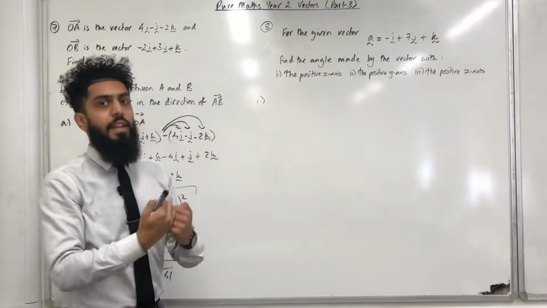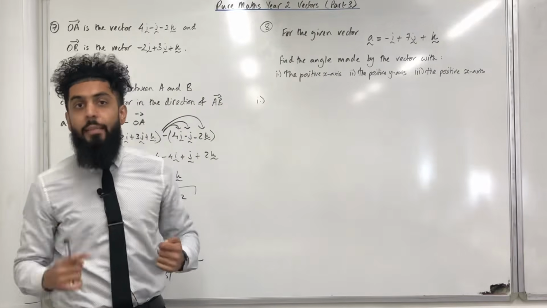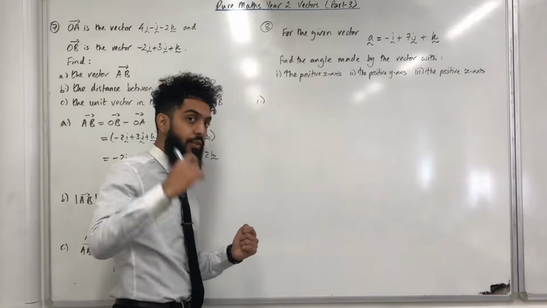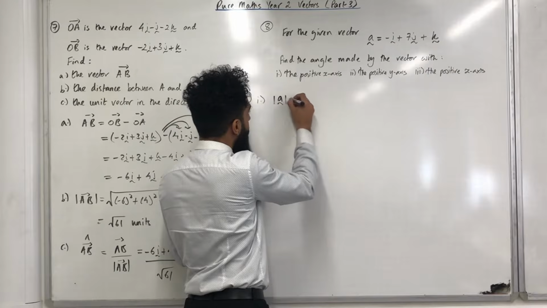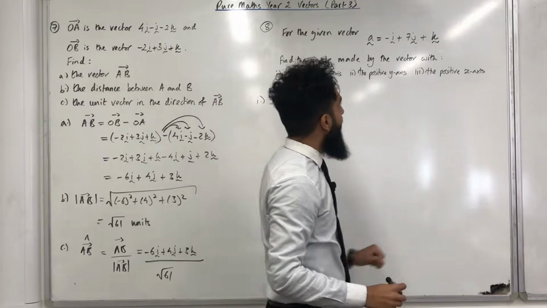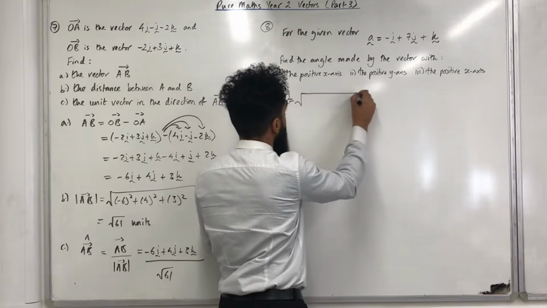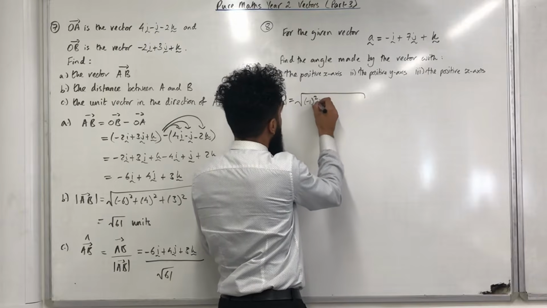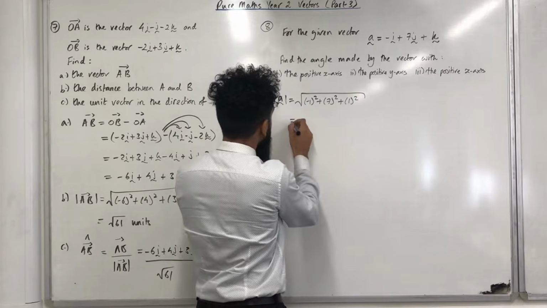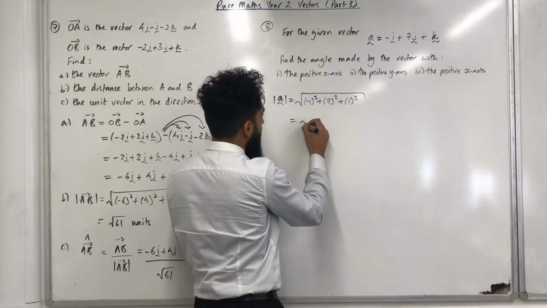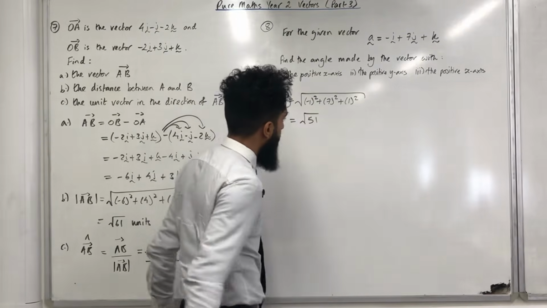Before I do anything, I'm going to first find the magnitude of the vector A because it's crucial in my next step. So the magnitude of the vector A, which is this vector over here, is given by square root of minus 1 squared plus 7 squared plus 1 squared. So if I put this into my calculator, I get square root 51.